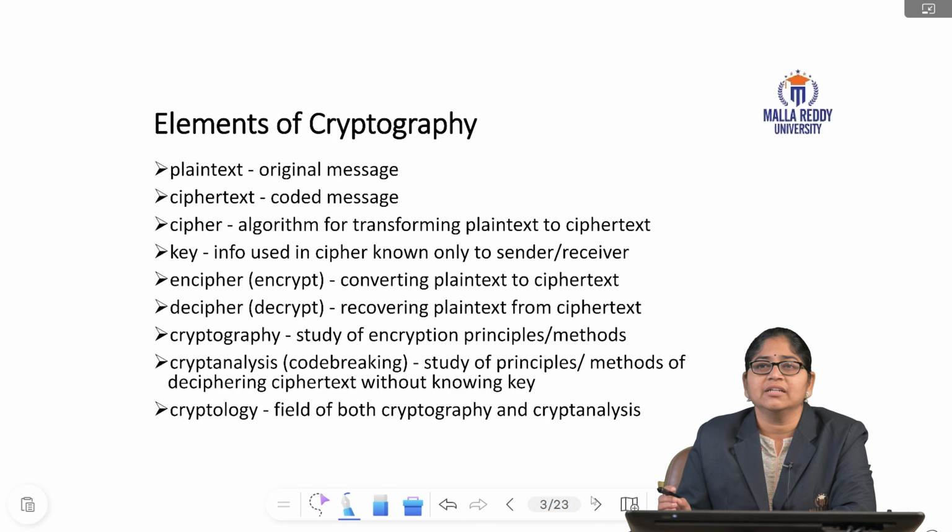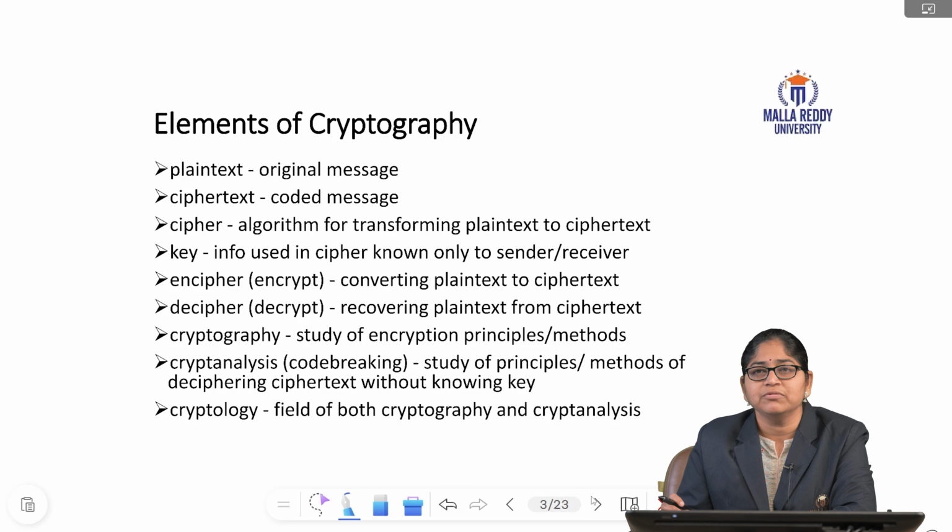Cipher is an algorithm or technique to transform plaintext to ciphertext, and the key is the information that is used by the algorithm. The key is known only to the sender as well as the receiver. Coming to encryption as well as decryption. Encryption is the process of converting plaintext to ciphertext by using an encryption algorithm along with the key. Decryption is the process of converting ciphertext to plaintext using the decryption algorithm along with the key.